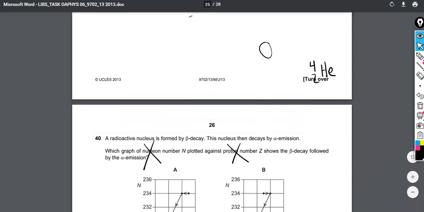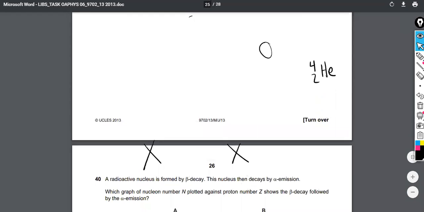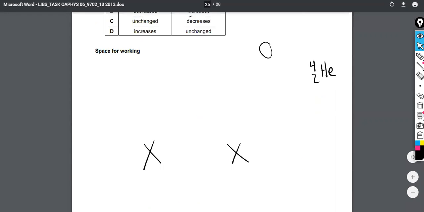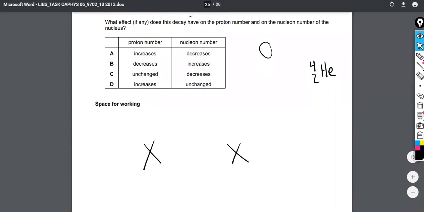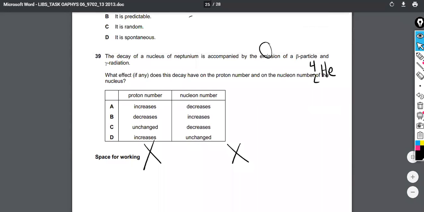And that's just keeping track of that idea of nucleon number and proton number. When we go to look up our answers, if it's not B, but A, we would have got the one wrong and everybody will lose a mark on the quiz.